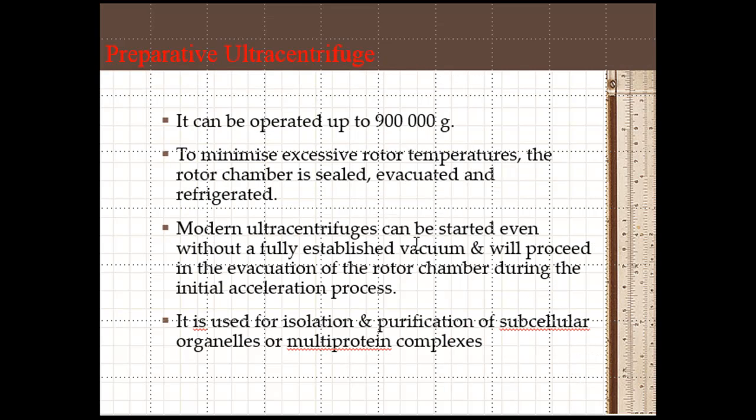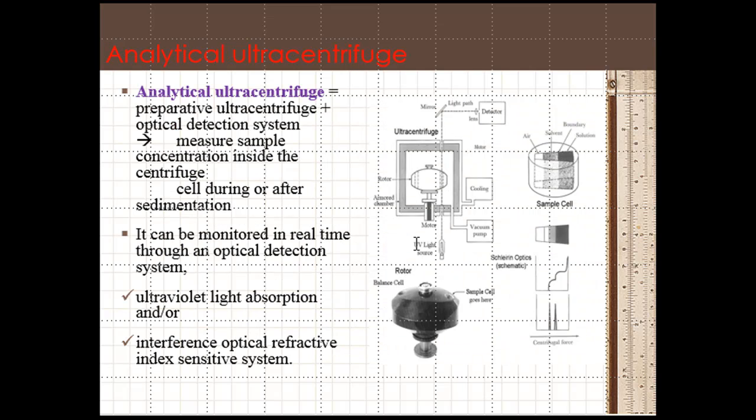The ultracentrifuge operates up to 9 lakh G. To minimize excessive rotor temperature, the chamber is sealed, evacuated and refrigerated. Modern ultracentrifuges can be started even without a fully established vacuum, and will proceed with evacuation of the rotor chamber during the initial acceleration process. It is used for isolation and purification of sub-complexes or multi-protein complexes.